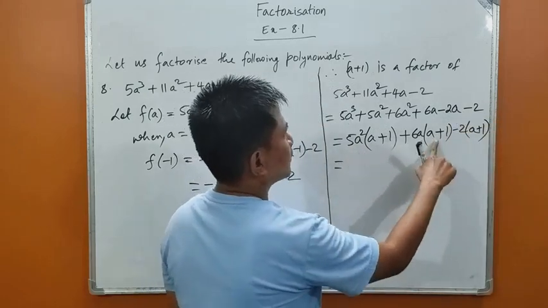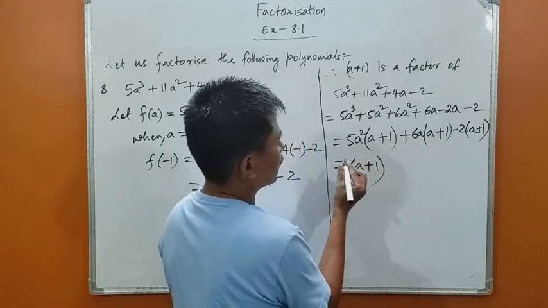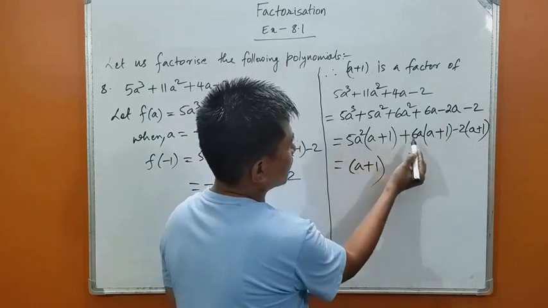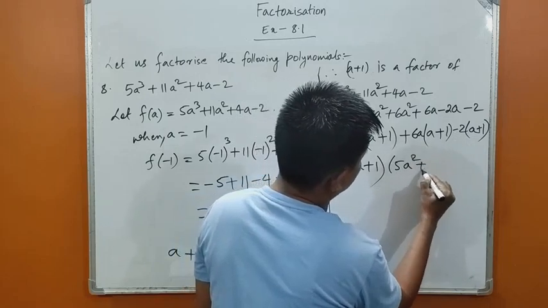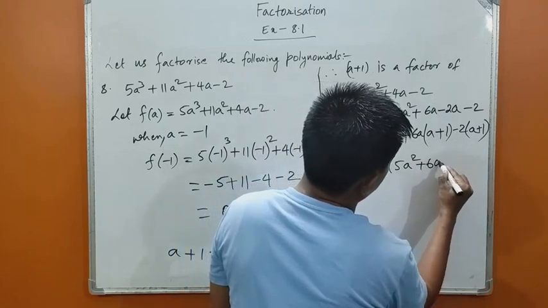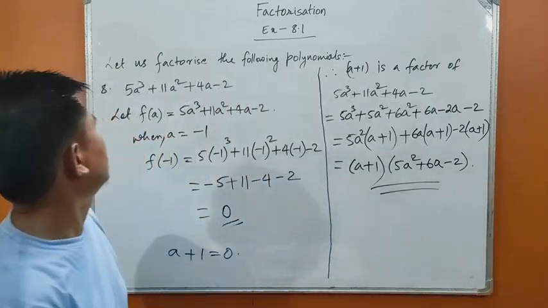Now a plus 1 is common. Now within the bracket remains 5a square plus 6a minus 2. Okay, this is the answer for question number 8.